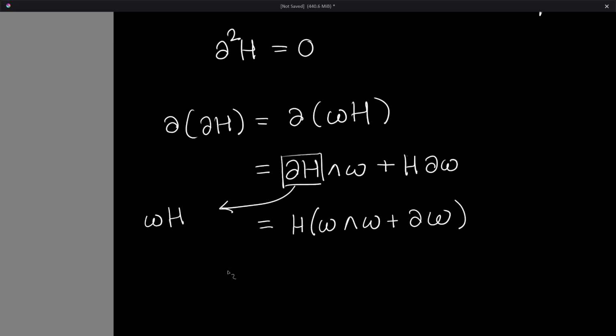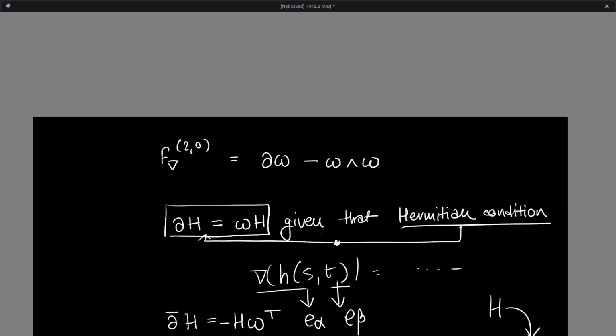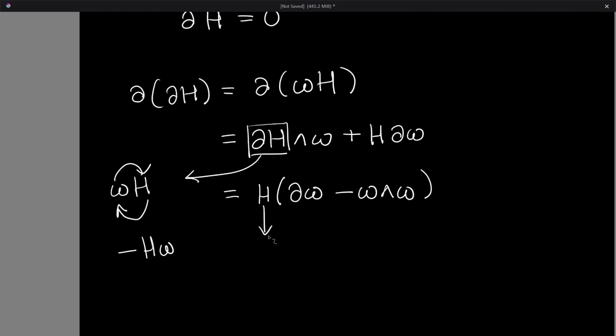Oh, we're going to get an extra minus sign because in order to flip these, we're going to get minus h omega. So then we get this, or equivalently, we get partial omega minus omega wedge omega. And that is exactly what we have here. So since h is invertible, it can't be degenerate. So therefore, this has to be 0.